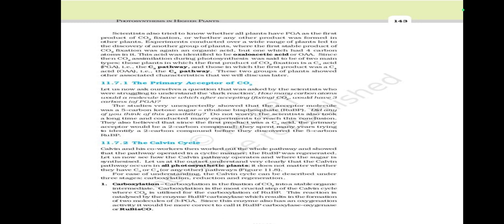Calvin and his co-workers then worked out the whole pathway and showed that the pathway operated in a cyclic manner. The RuBP was regenerated. Let us now see how the Calvin pathway operates.